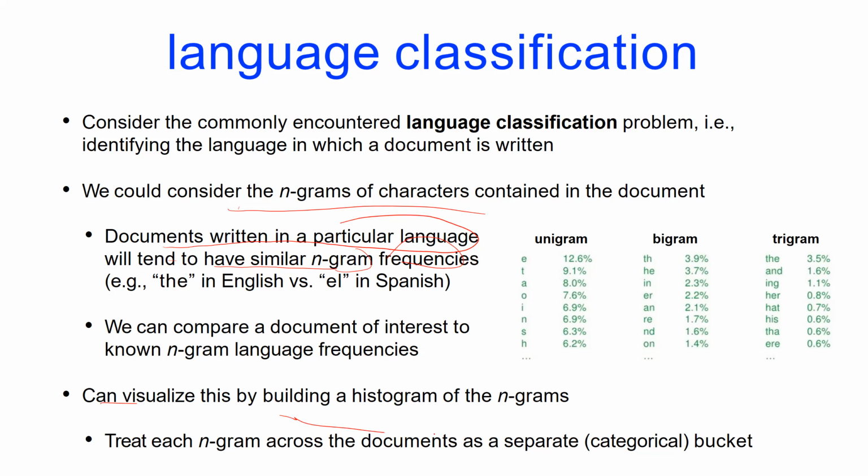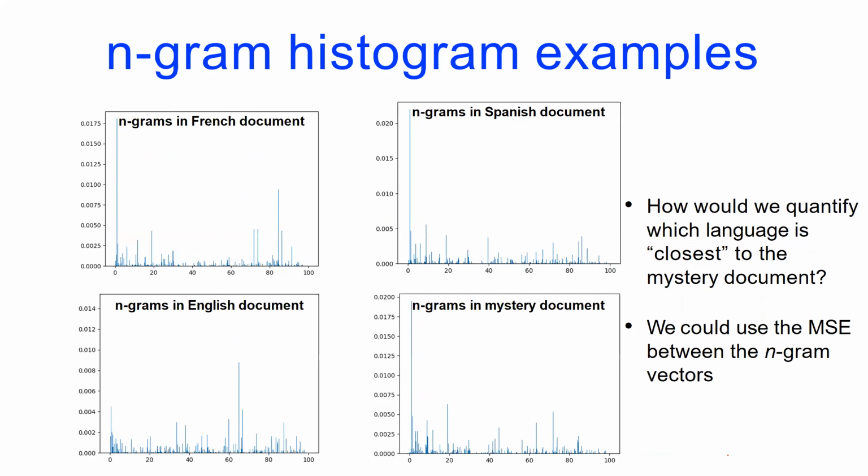So for example, if we build a histogram of n-grams, you treat each different n-gram across the document as a separate bucket. Assume you are building the most frequent n-grams that appeared in a language, and you build a histogram of those. Then this is French, this is Spanish, this is English. Then this is a mysterious document, and I will try to tell what language is inside it.